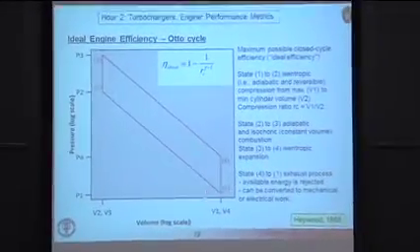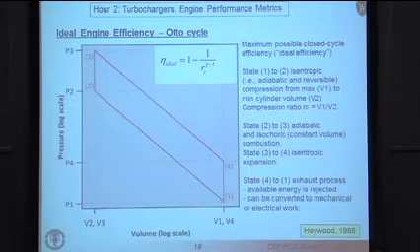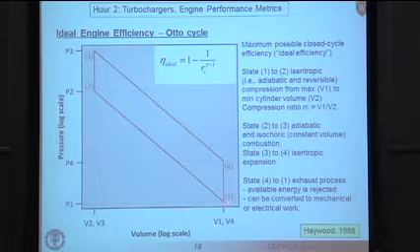It looks like this. We have a minimum volume and a maximum volume. So we imagine that we take in the fresh air at the maximum volume, compress it isentropically. Then we have isochoric combustion, constant volume combustion, or energy release. In reality, in the ideal cycle, it's heat transfer from the hot source to the working fluid. Then we have isentropic expansion and then blowdown process. So that's the ideal cycle.